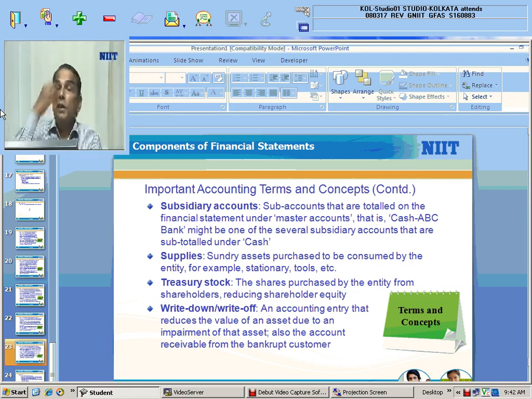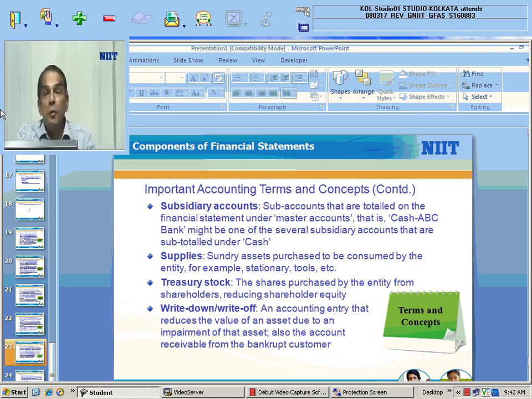So the inventory is valued at 50 lakhs in the books of accounts and the realizable value or the market value of the inventory is only 30 lakhs. Then you have to pass an accounting entry to write down the value of the inventory from 50 lakhs to 30 lakhs. That is write down.